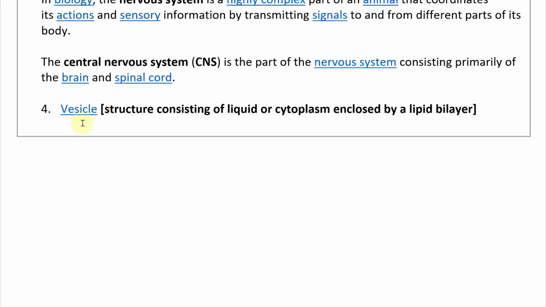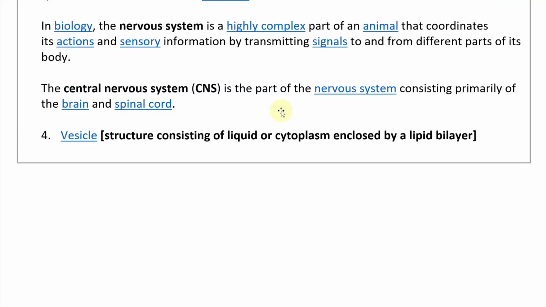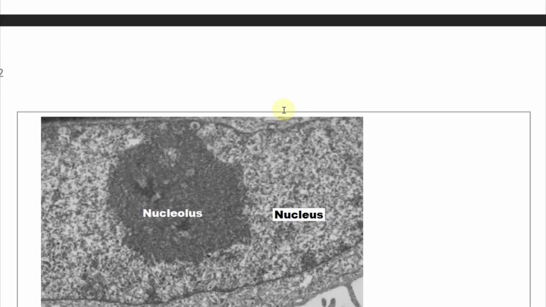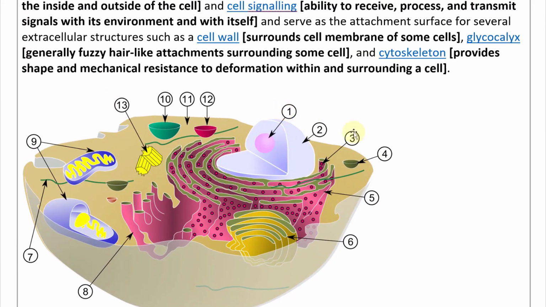So now let's look at number 4, the vesicle, which is a structure consisting of liquid or cytoplasm enclosed by a lipid bilayer. So let's go to this vesicle. It's just a general organelle. And where is number 4? So here's number 4. This is one right here. This is a general one. I believe these would be as well. Looks like the same shape. Or these are possibly the same or different.